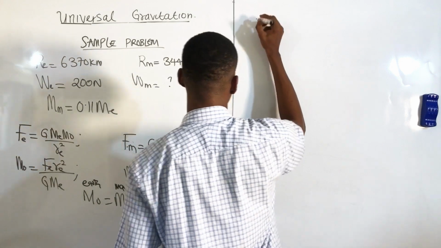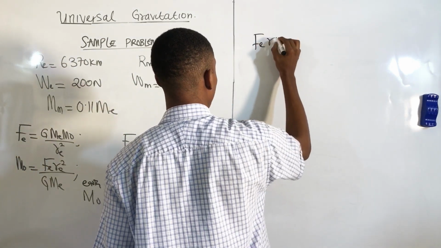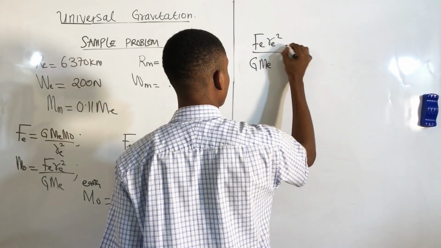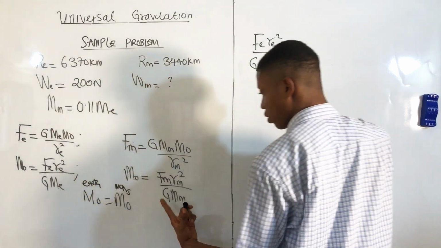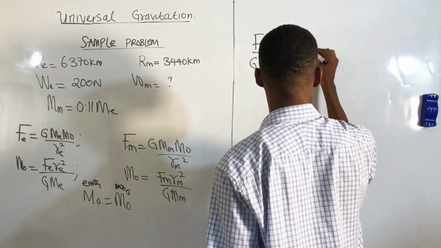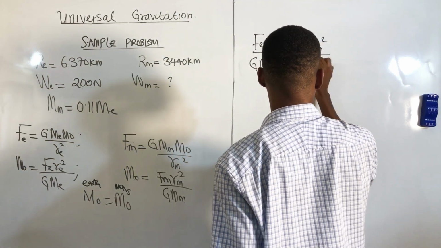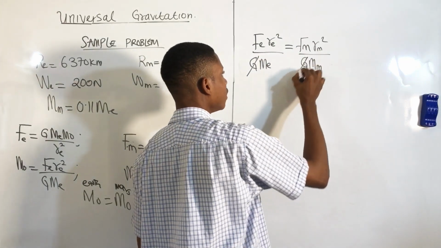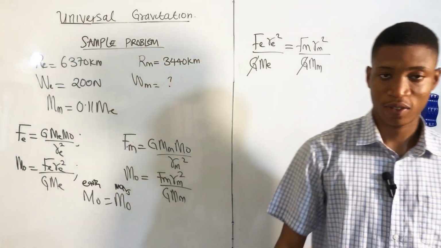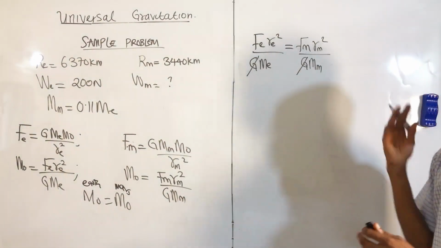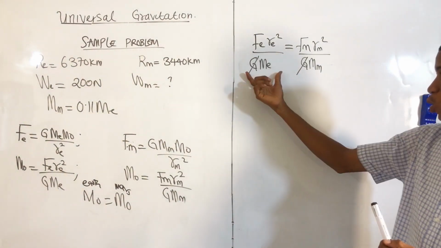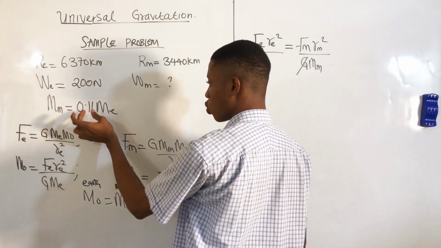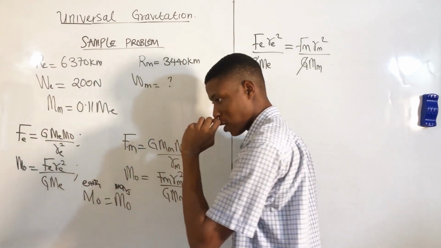If we substitute, we have what? F_E r_E squared over G M of what? The Earth is equal to what? We have, for this case, F of Mars. Of course, you should know that the gravity is equal in any case. The universal gravitation constant is equal in all cases, right? So the G will cancel out. But we have an expression that the mass of Mars is equal to 0.11 of what? The mass of the Earth.